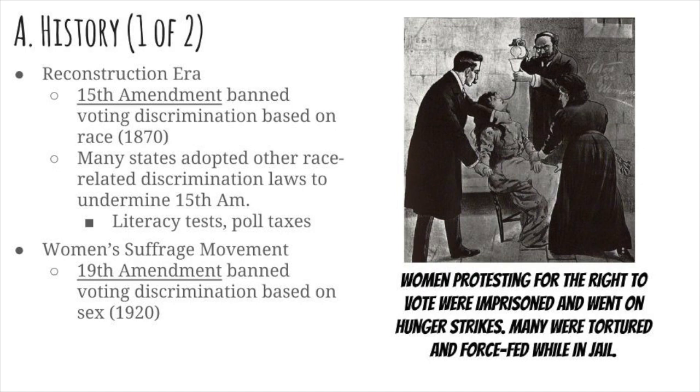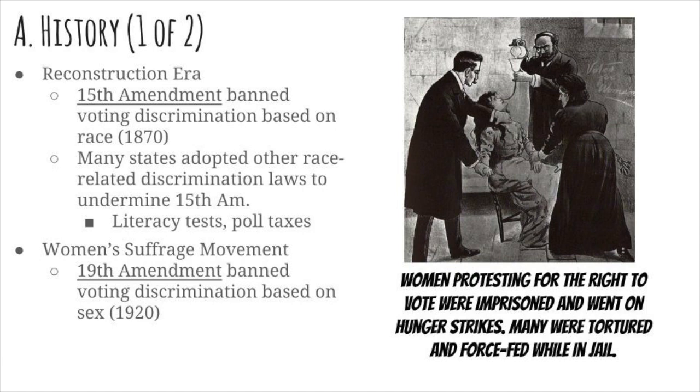Almost immediately afterwards, when Reconstruction ended, many states, particularly in the South, adopted race-related discrimination laws to undermine that amendment. So things like literacy tests and poll taxes, which were fees that had to be paid in order to vote, were passed by many states, and these were directed at people, usually African Americans, but sometimes poor whites as well.